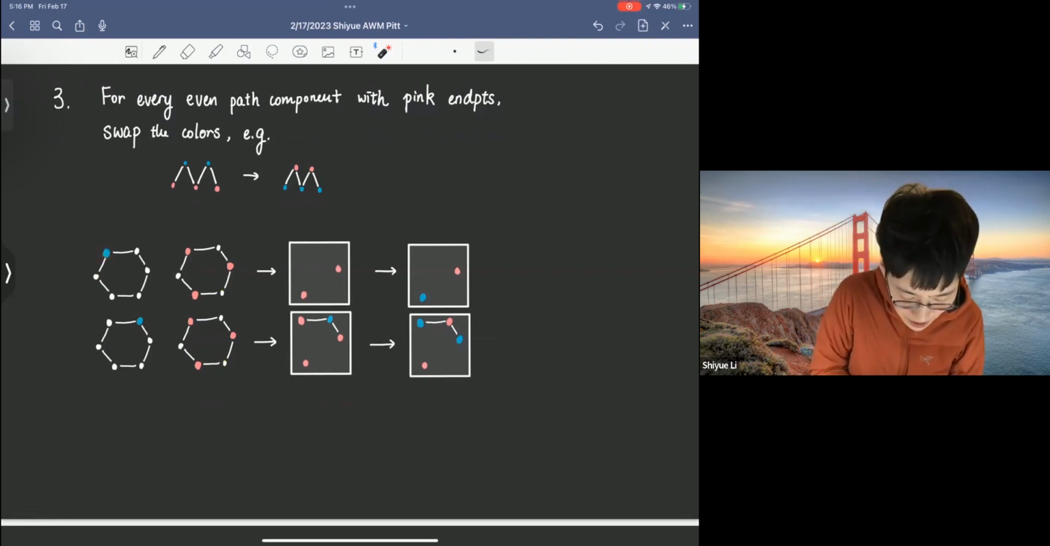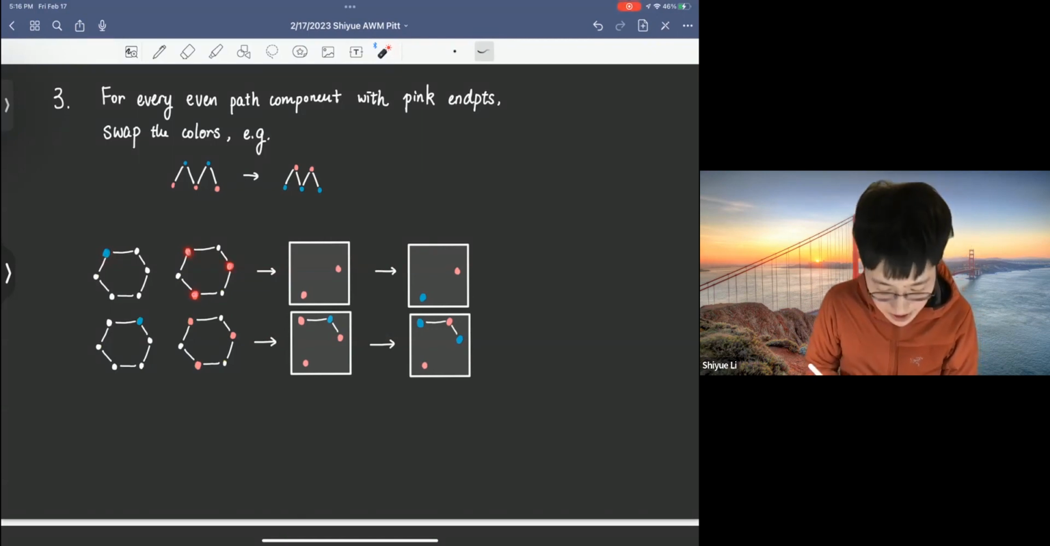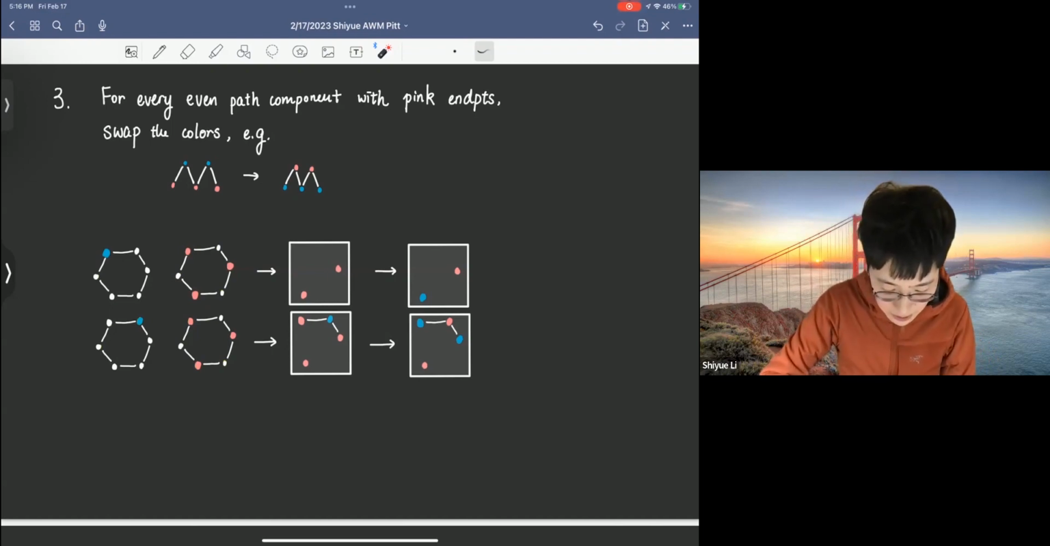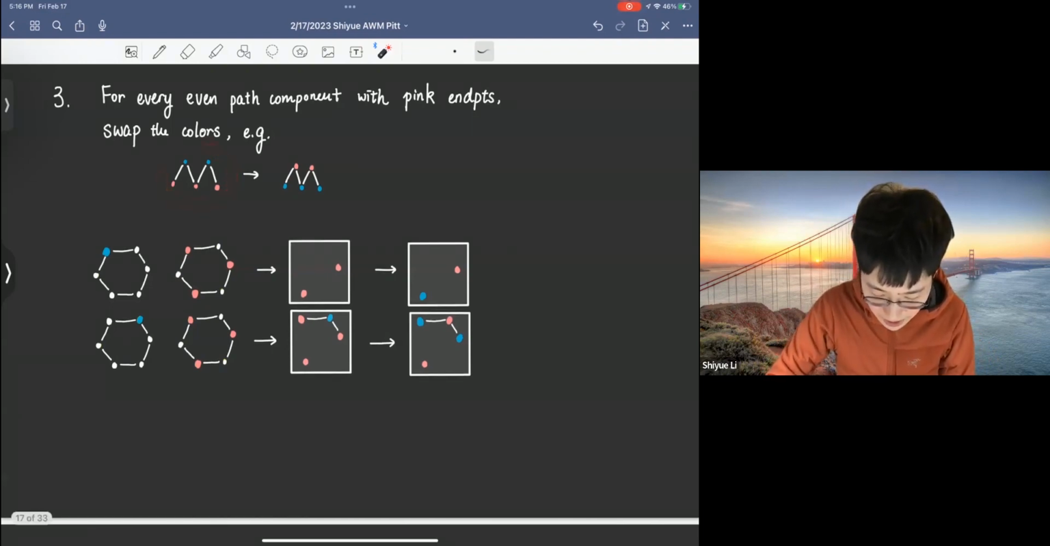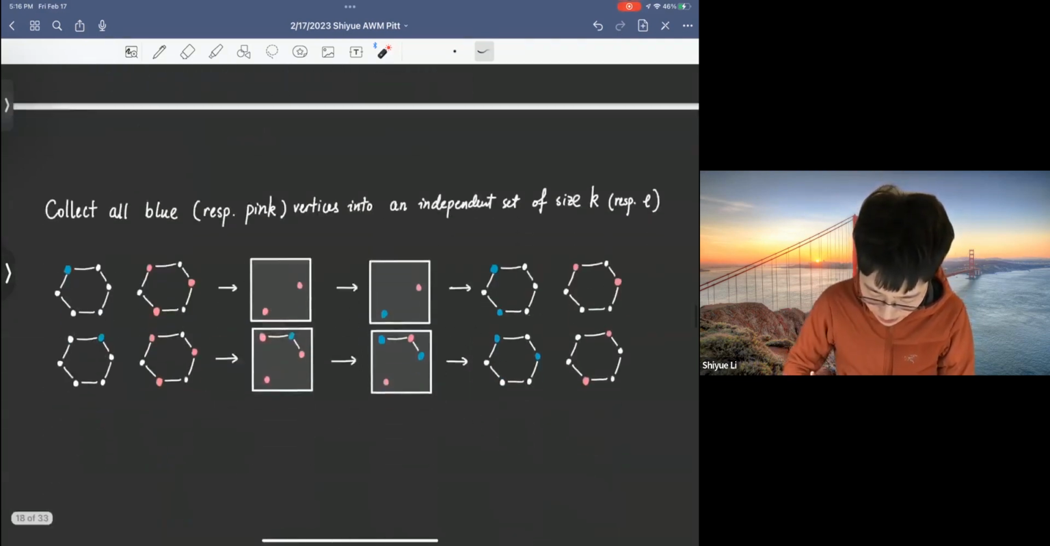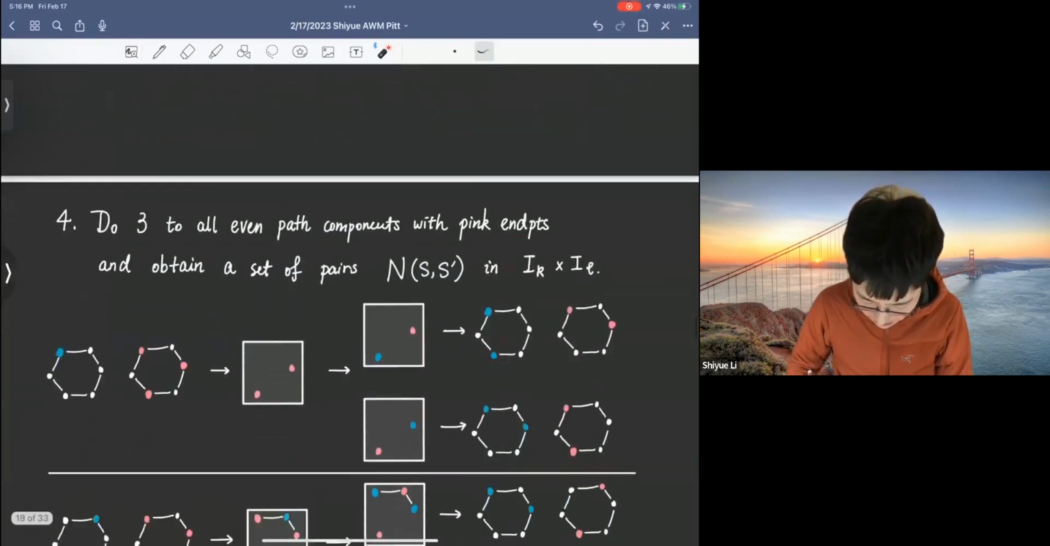So that's an important thing because now what we want to do is, recall, we want to take a size 1 independent set, and we want to take a size 3 independent set, and we want to create a size 2 and a size 2 independent set. So here's what we do. For every single path component that has a pink endpoint, we'll swap the color. So for example, this one will become this one. And then we do so for every single even length path component in the graph that's induced by the symmetric difference.